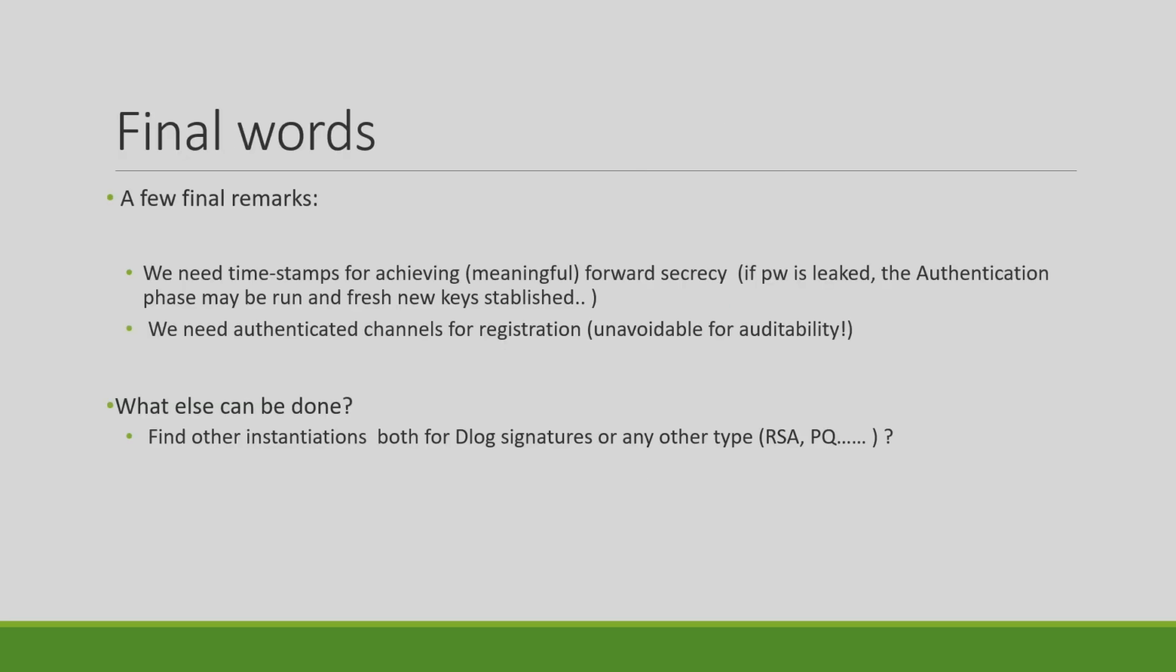Okay, so I know that has been a little bit fast, but I hope you get the idea of how it works. So a few final remarks. If we need forward secrecy, we need timestamps in an implementation of such a scheme, because of course, if a password is leaked, any subsequent key generation may have been done by the adversary. So you have to link each authentication phase with a certain timestamp, so that we can be sure which signing keys might be adversarially generated once a password is leaked.